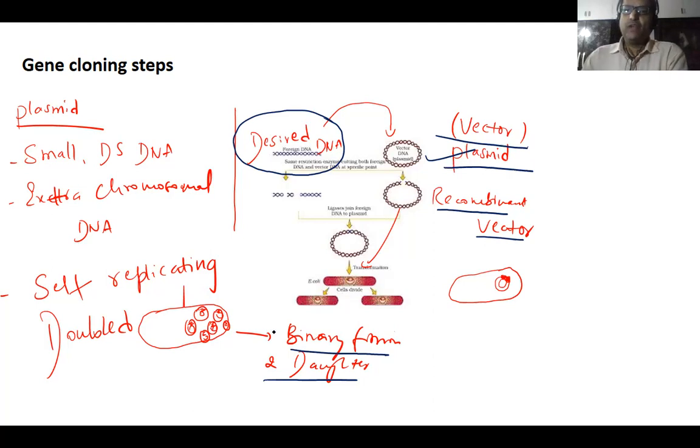The plasmid, why plasmid? A plasmid is nothing but a small double-stranded DNA, which has to be called extra-chromosomal DNA, and it has a property called self-replicating. Look at that word. Self-replicating is a fantastic characteristic that the plasmid has. Now, this is overall what we are understanding about gene cloning steps.